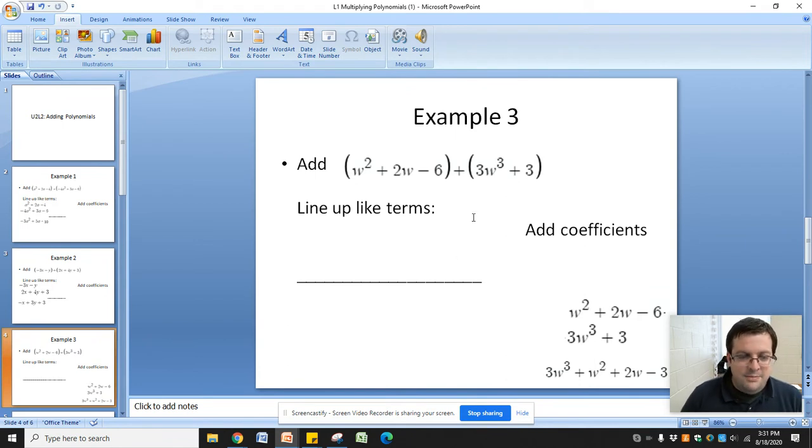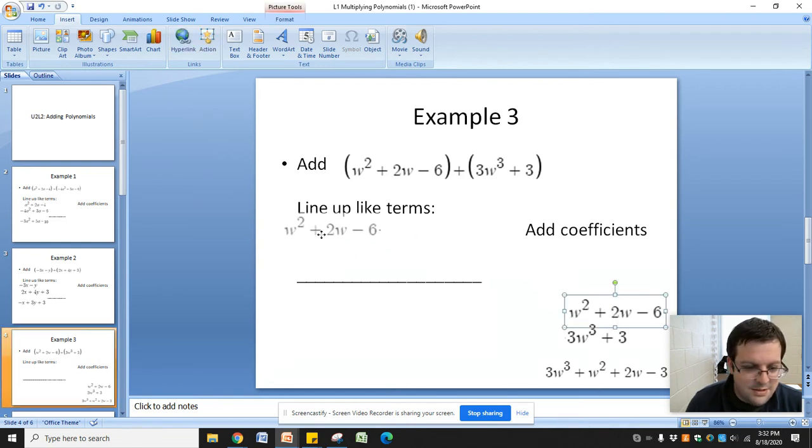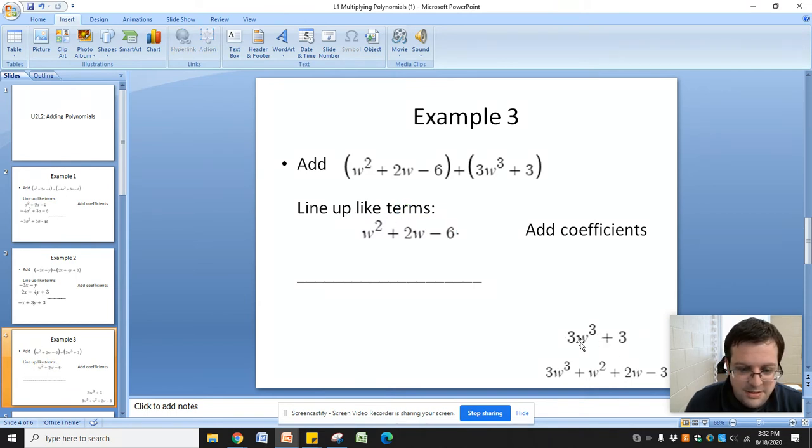Let's say that we had w squared plus 2w minus 6 plus 3w cubed plus 3. Yet again, we're going to want to line up our like terms. I've gone ahead and set them aside over here for us. I'm going to move the first set of terms right about there. The reason why I'm doing that is because you'll notice that the first one doesn't have a w cubed.